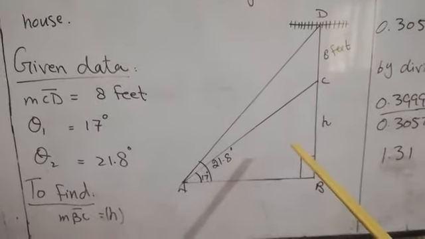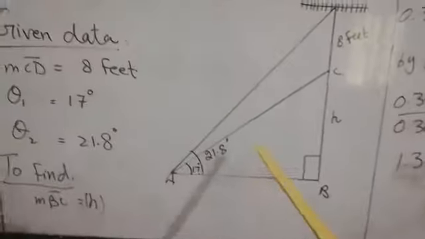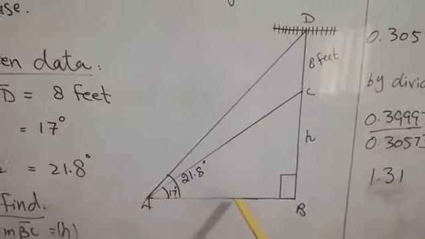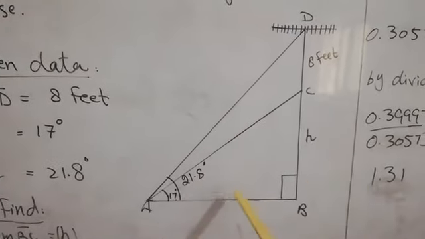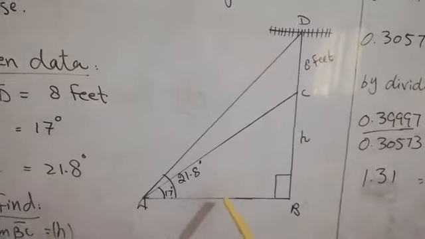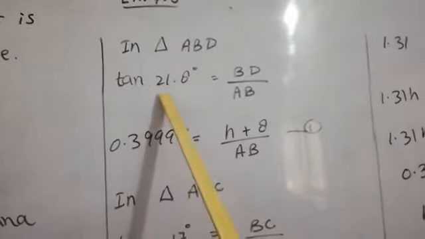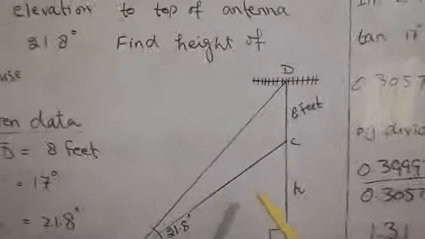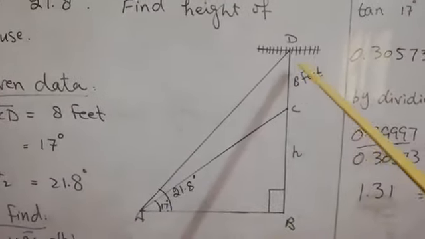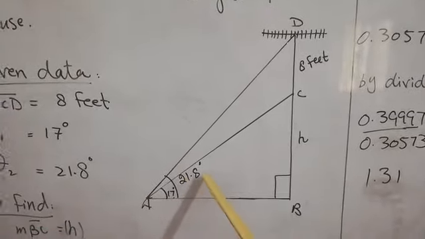Okay, one by one we will find the tan. Why will we choose the tan? Because the base is the same in both triangles, so we will find a common thing that we can divide or cancel out. That's why we will find tan theta. First, find tan 21.8 in triangle ABD, for the angle which is given as 21.8.